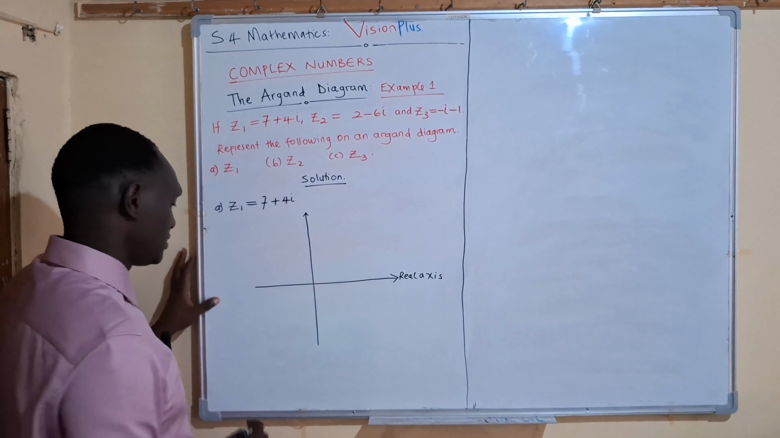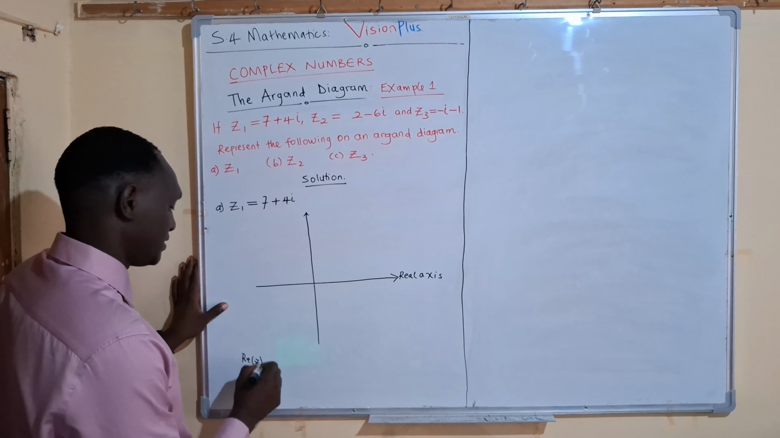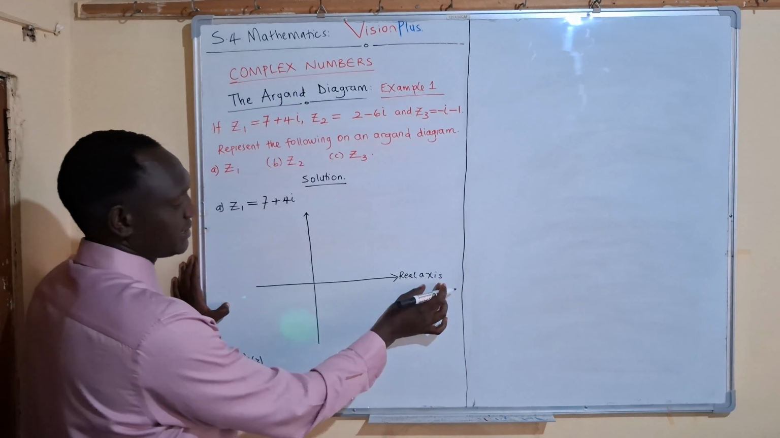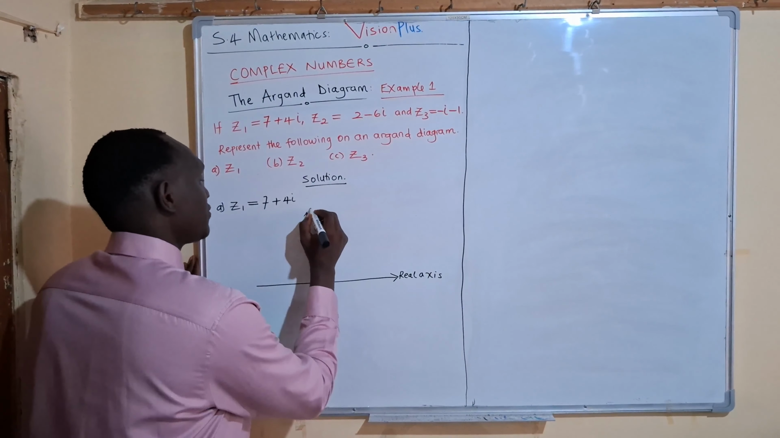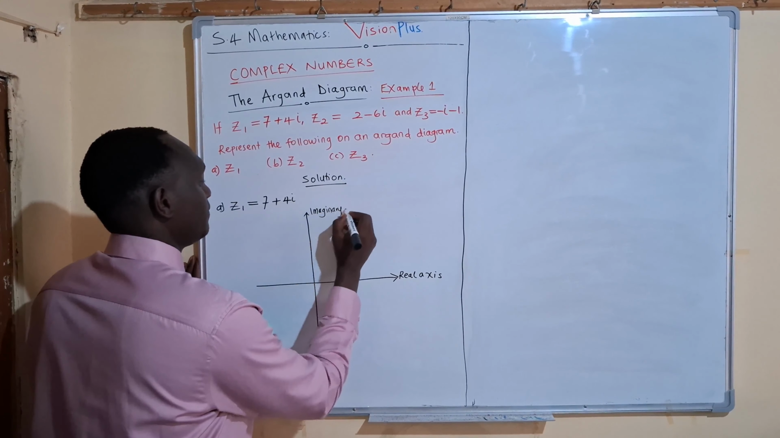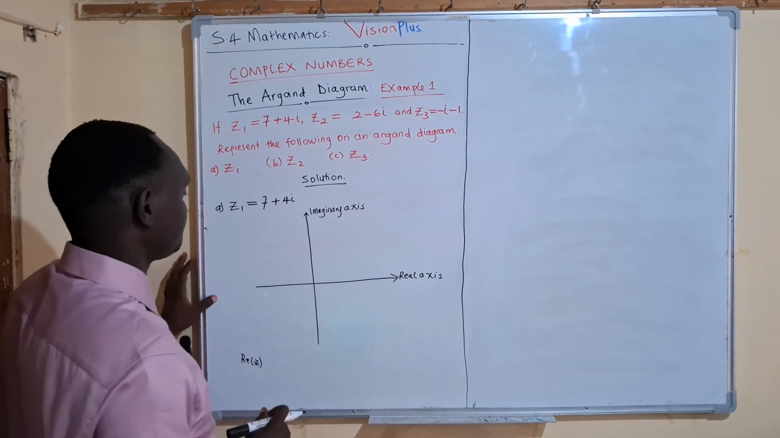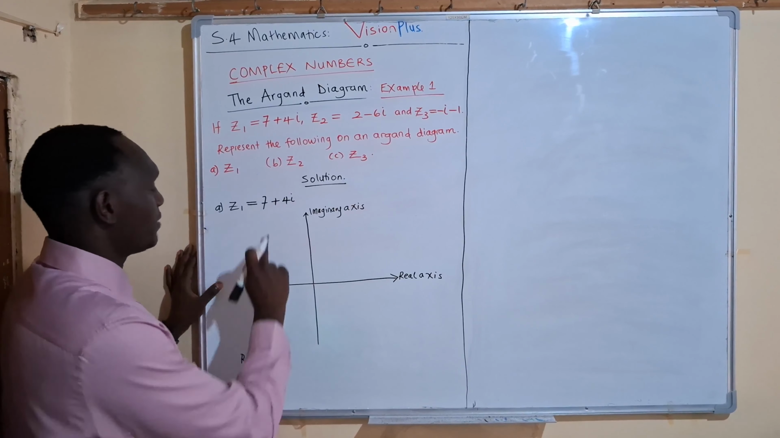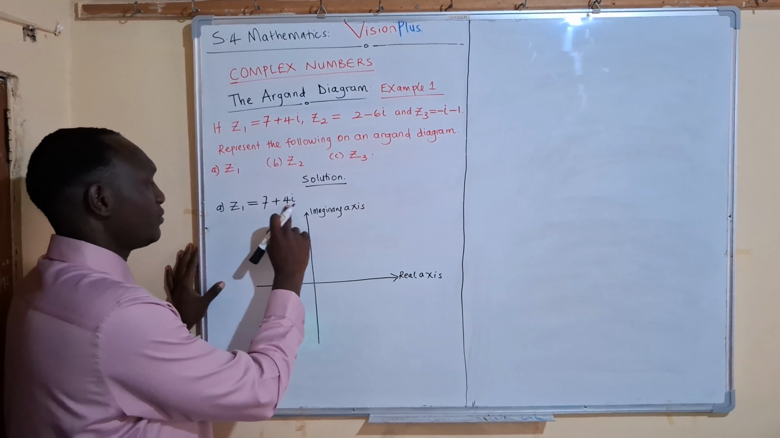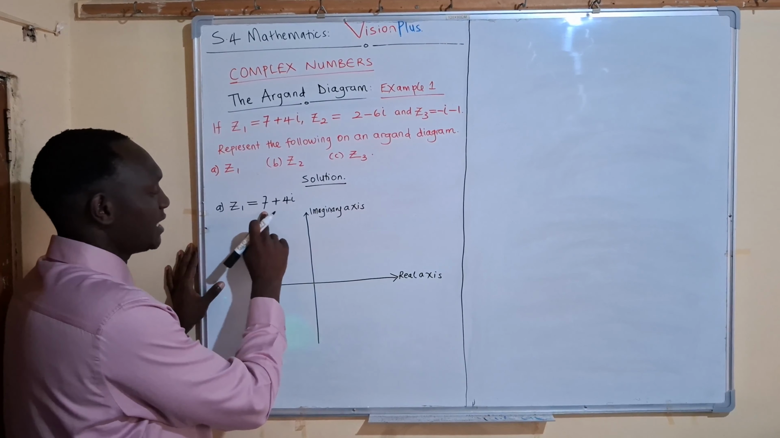Or in some cases, you can just say it is the real part of Z, real Z in that format. But if you say real axis, there's no offense. Then here you write imaginary axis. And then remember, the complex number has two parts. It has the real part and the imaginary part. The part containing i is the imaginary part. The part without i is the real part.